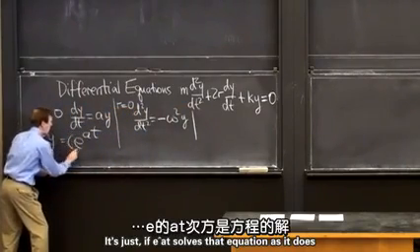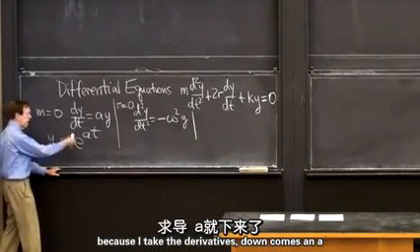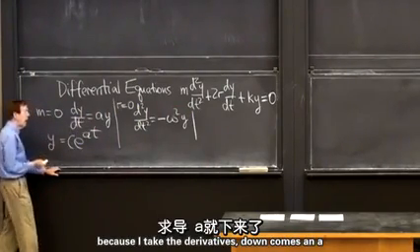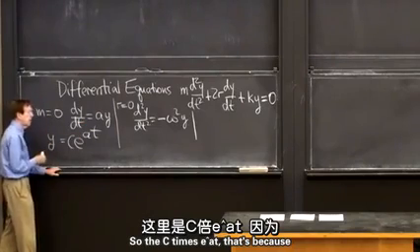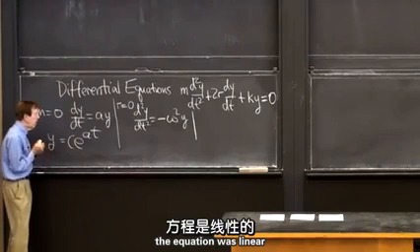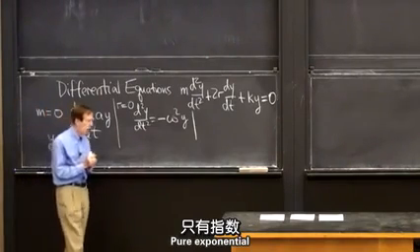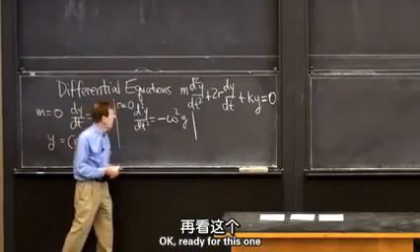If e to the at solves that equation, as it does, because when I take the derivative, down comes an a, so does c times e to the at. That's because the equation was linear. So that's a nice one. Pure exponential. Okay, ready for this one?